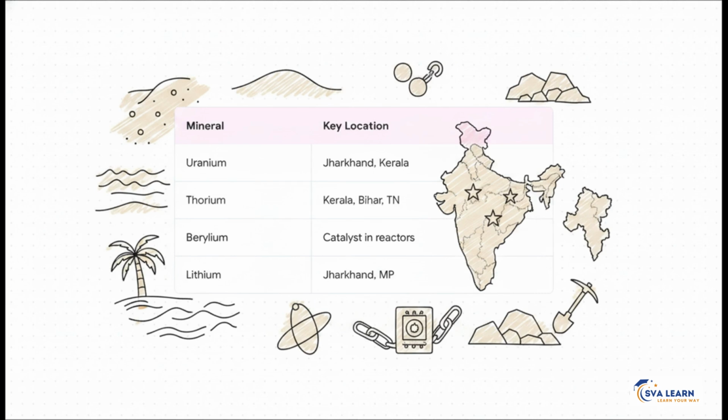Beryllium oxide is specifically used as a catalyst or a moderator in nuclear reactors. Examiners love asking about moderators. And finally, lithium is abundant in Jharkhand and Madhya Pradesh.